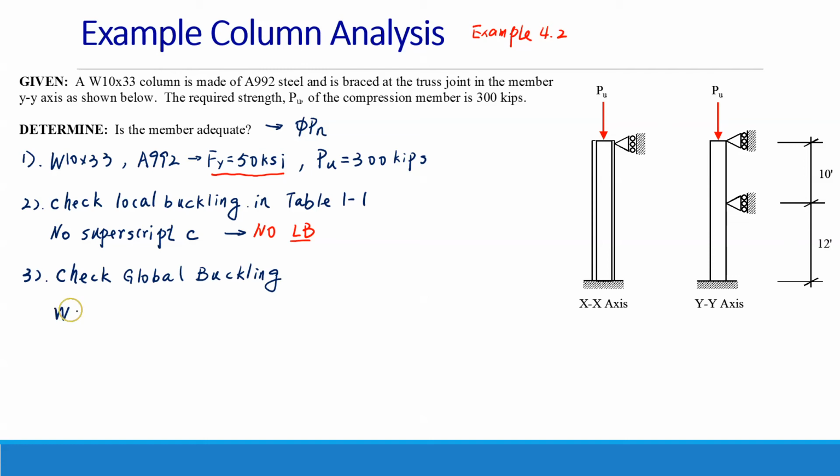And from Table 1-1, we can find the basic shape properties. We can find that the gross cross-sectional area is 9.71, the radius of gyration about the x-axis is 4.19, and ry is 1.94. Okay, so find all this from Table 1-1.